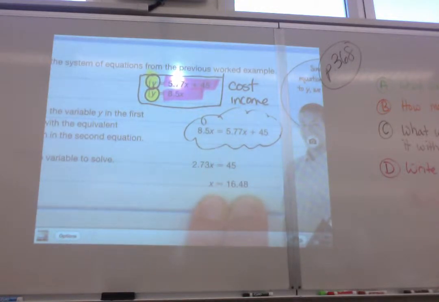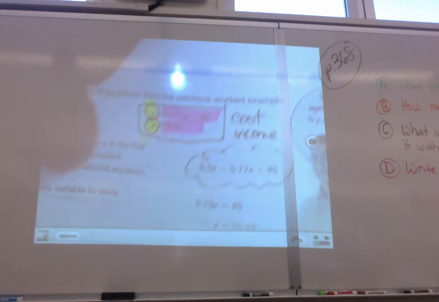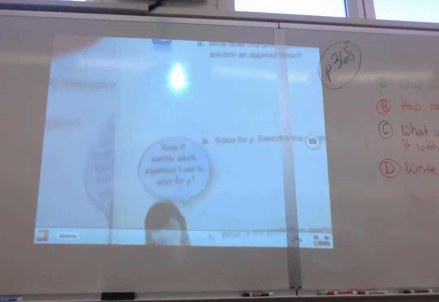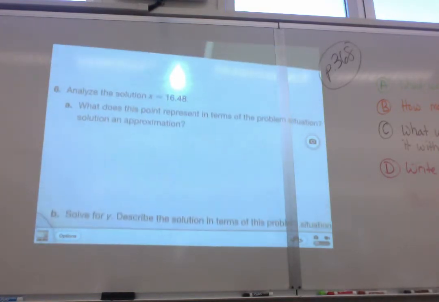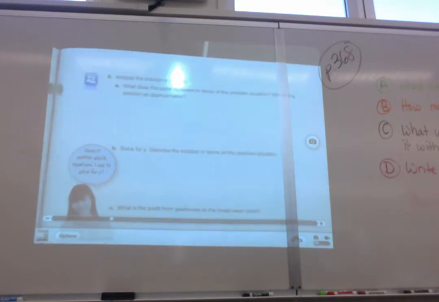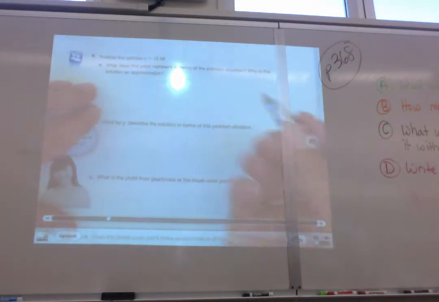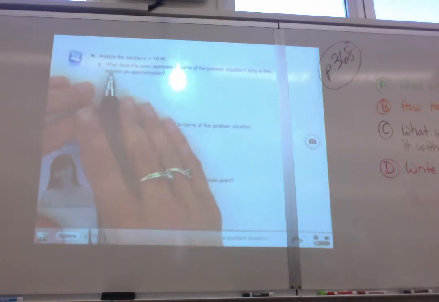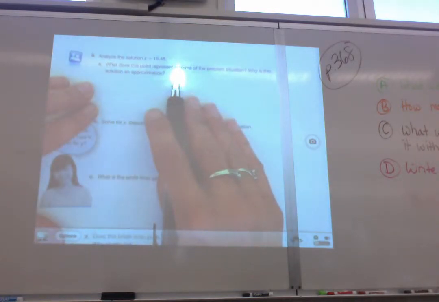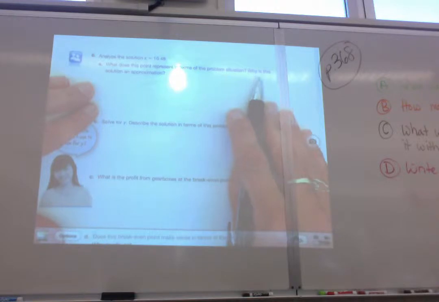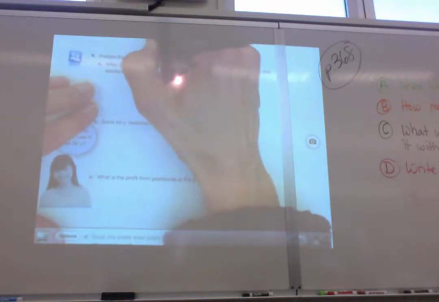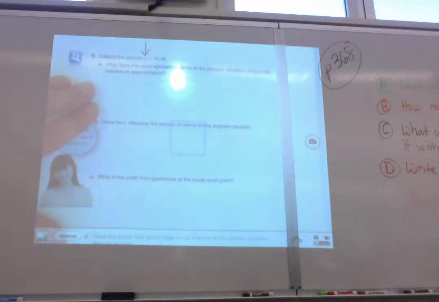How does their X match what we found for our intersect? It's the same. Hey, Guillermo, put your screen down there. Oh, now that's too small. Here we go. All right, we can do this. What does the point in terms of x represent in the problem situation? What does the X mean in our graph?